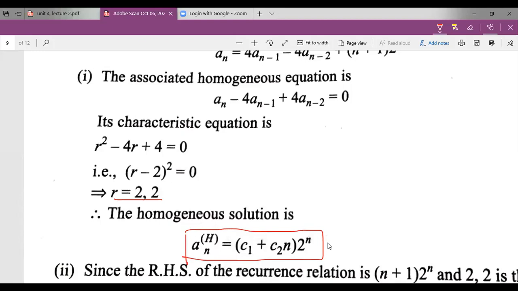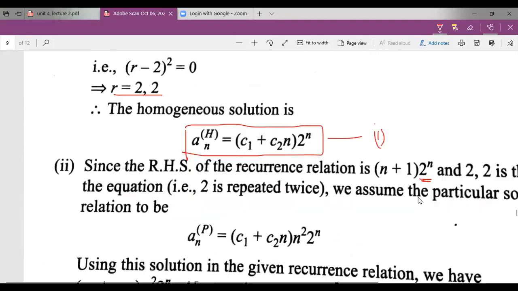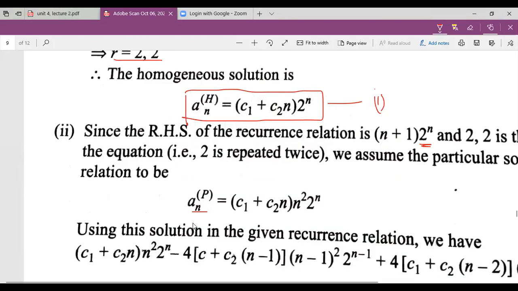Okay. So next we have to find the particular solution. The RHS of the particular solution is of the form (n plus 1) into 2 power n. Here the r value is equal to the characteristic root. How many times? 2 times. So we assume the particular solution to be (C1 plus C2 n) into n square into 2 power n. This is the particular solution for the given non-homogeneous recurrence relation. We substitute this value in the given recurrence relation.